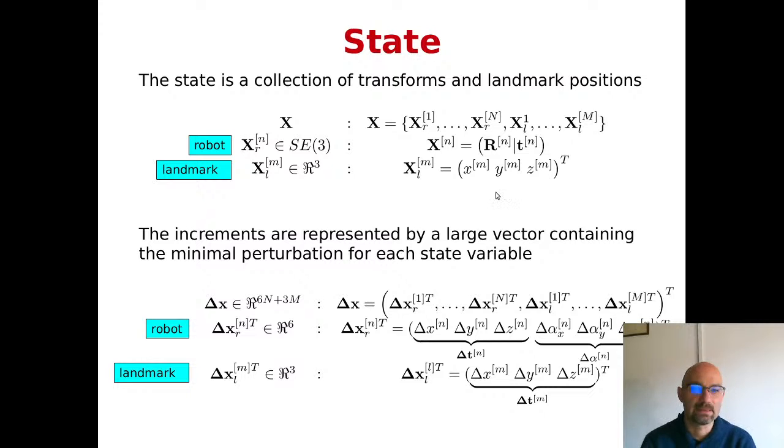So the answer is the dimension of the perturbation will be a large vector consisting of 6n plus 3m elements, which are actually, very reasonably, all the individual perturbation vectors applied to each single variable of the state. So I will have a perturbation of dimension 6 for this variable, plus another of dimension 6 for this, 6 for this, 3 for this that represents a landmark, and then finally also 3 for this that represents the other landmark. Okay?